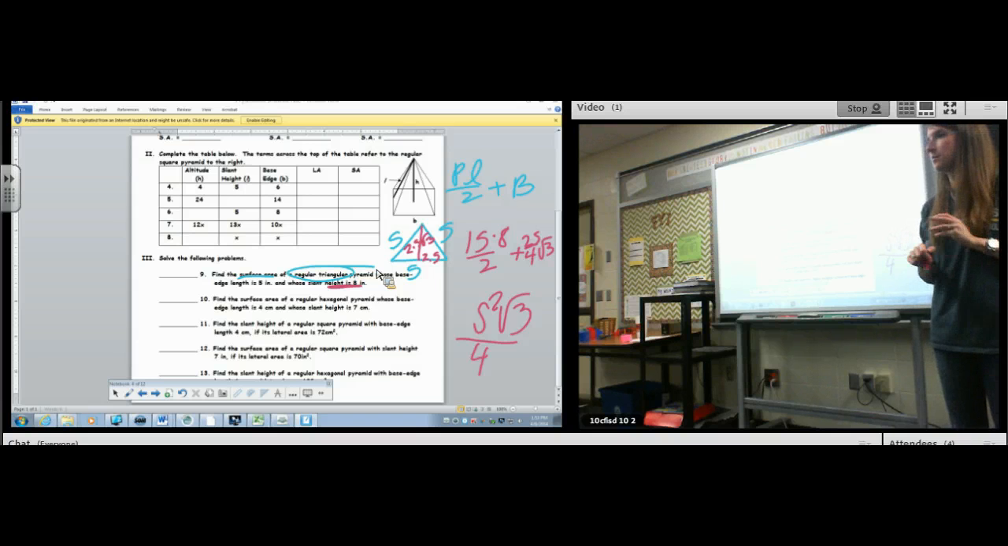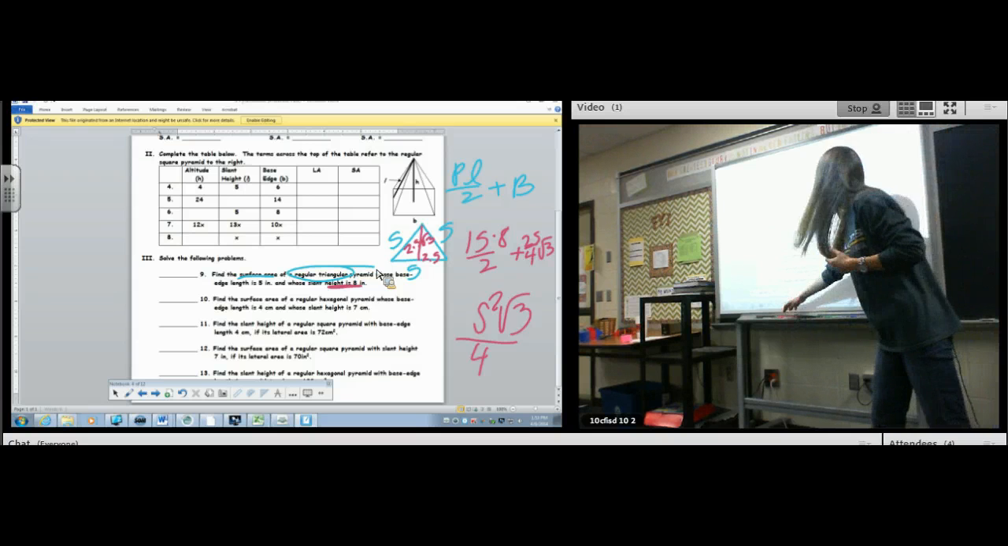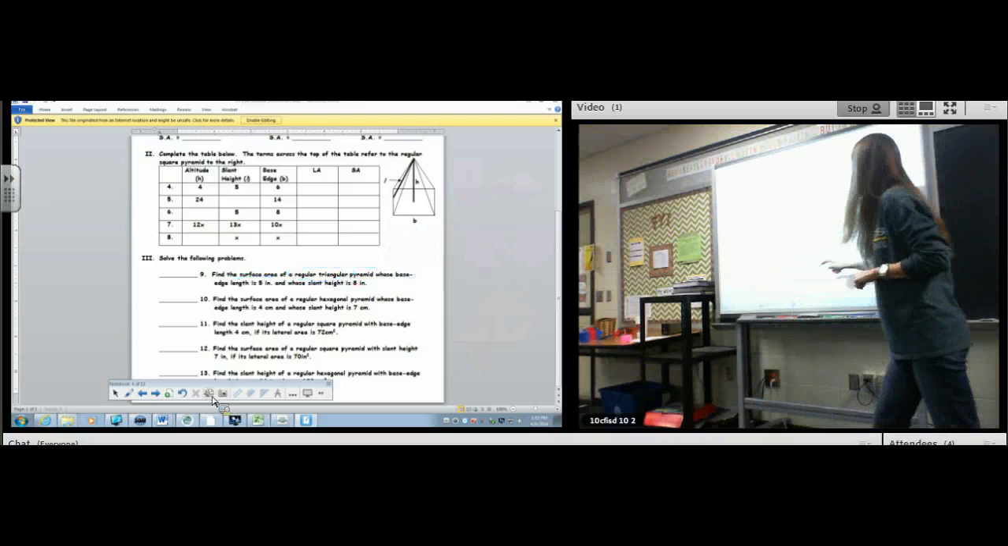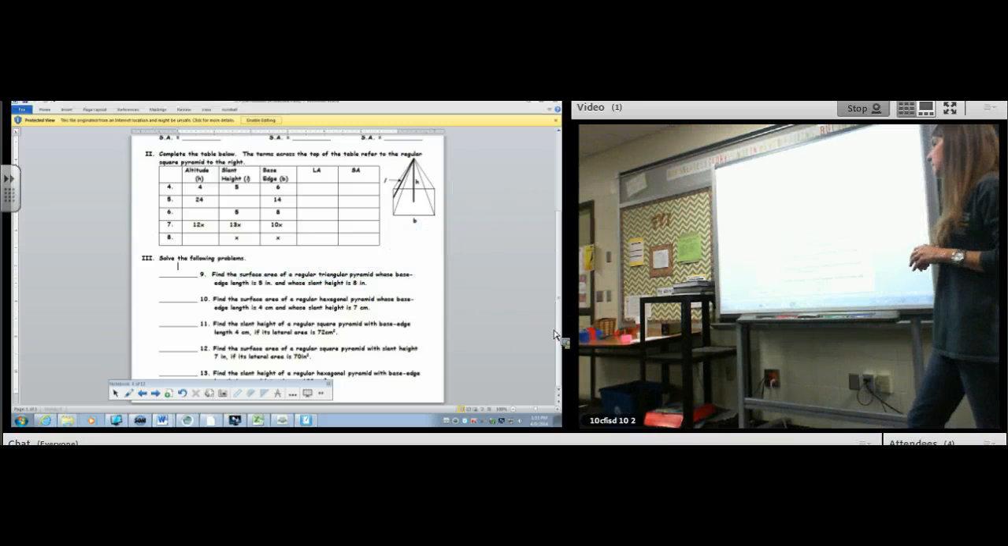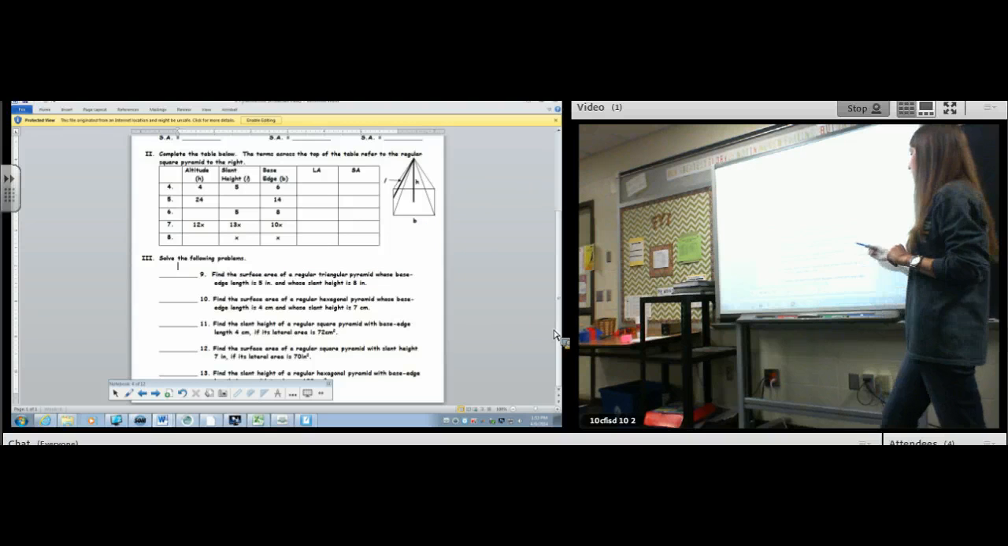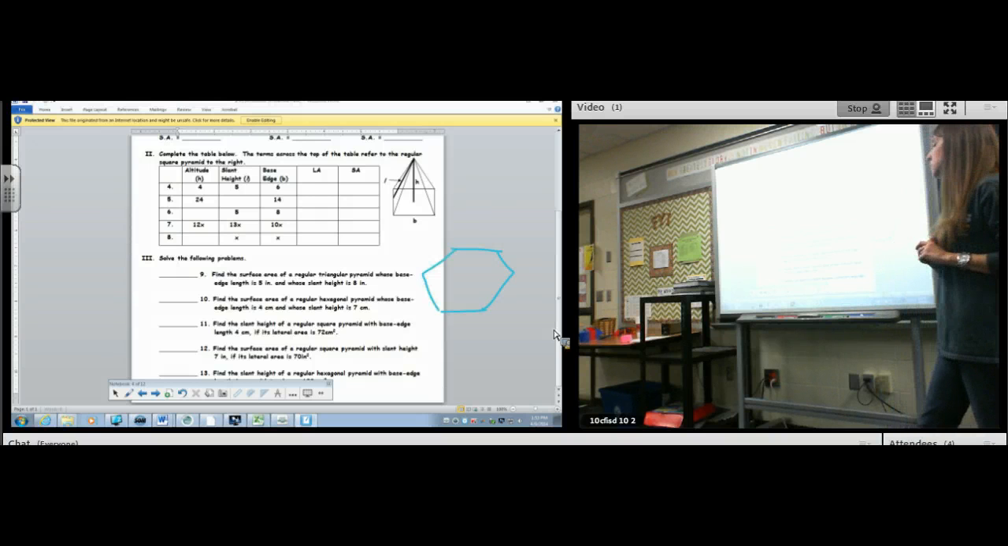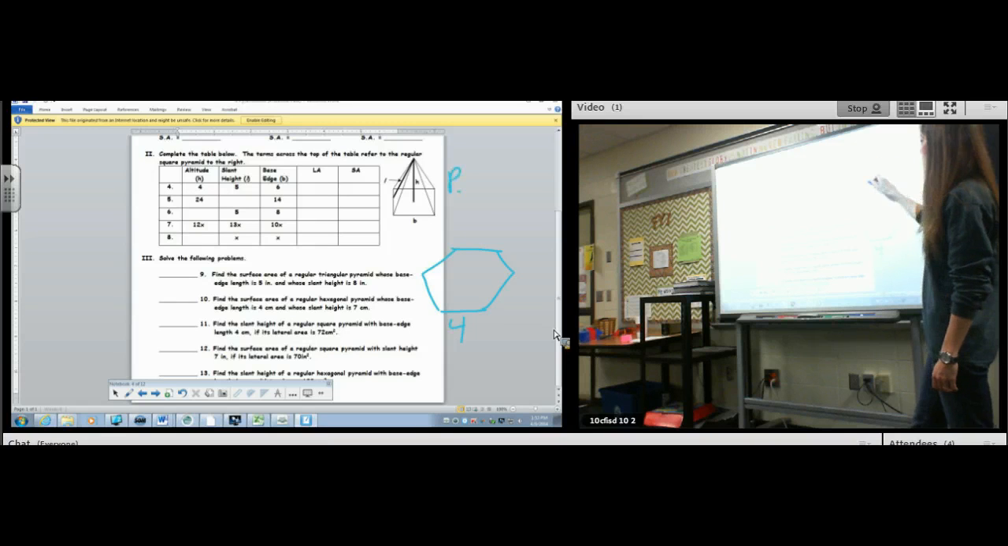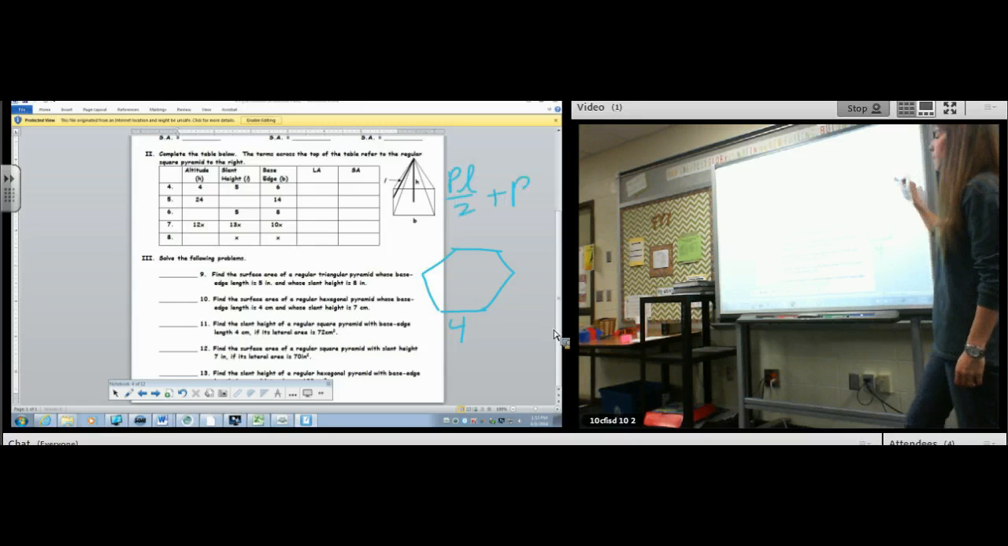Okay, what was the last one? 10, thank you. Number 10, oh, right after it. Find the surface area of a regular hexagonal pyramid. So I'm going to draw a hexagon whose base edge is 4 and slant height is 7. So same story. P, L over 2 plus B.